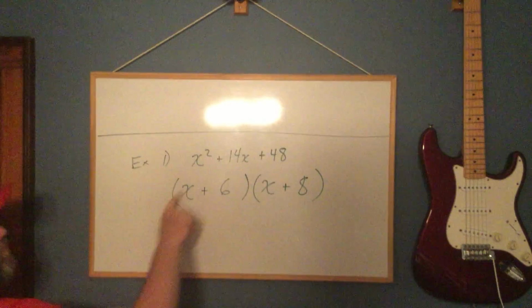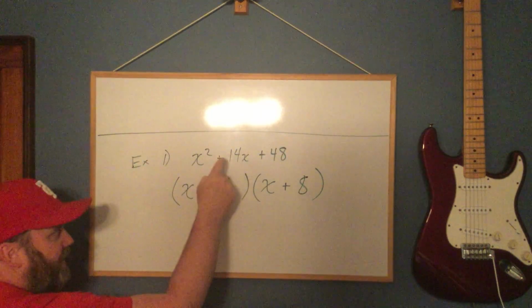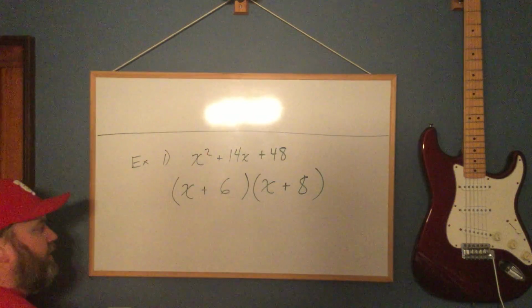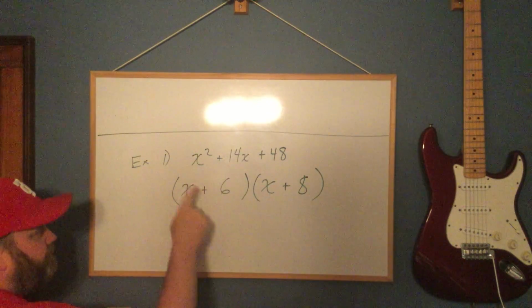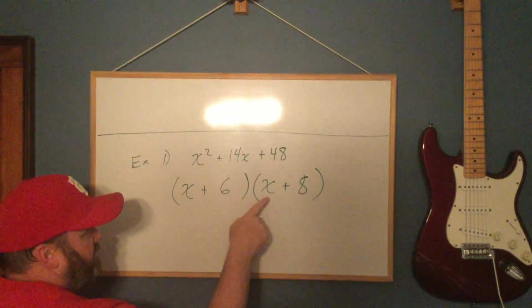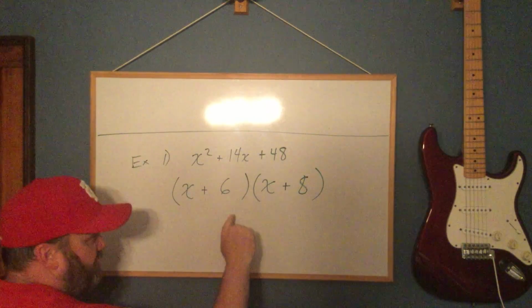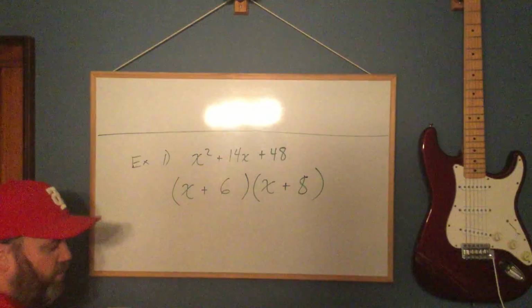If you took the time to multiply this back out, doing the distributive property twice, you would end up with this trinomial. X times x is x squared, x times 8 is 8x, 6 times x is 6x, 8x and 6x is 14x, 6 times 8 is 48.